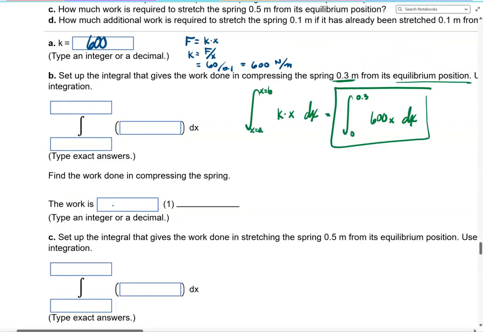It looks like our result from our calculator comes out to be 27. I did that one off screen. And the unit for this is joules.